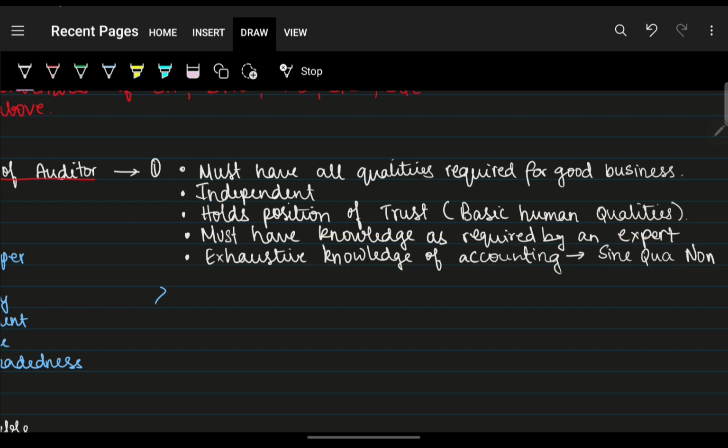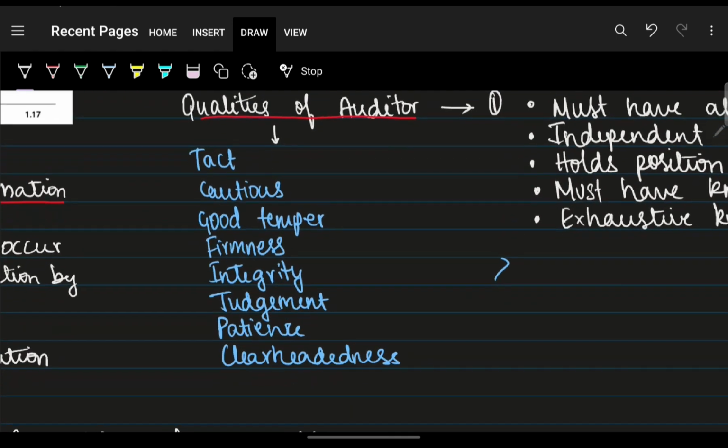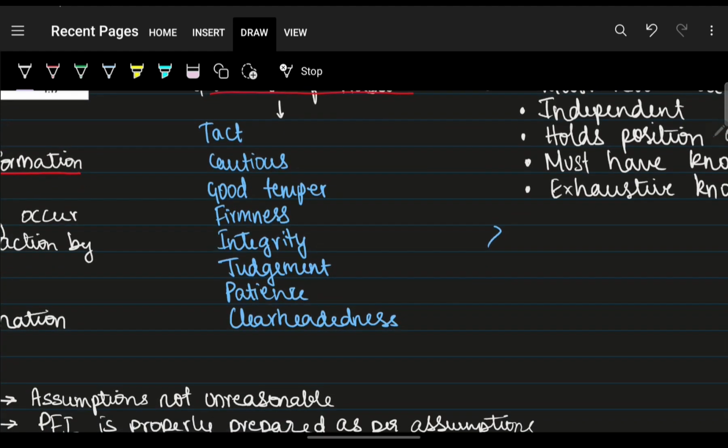Okay, so what are the things that he must have? He must have all the qualities required for a good business. He must be independent. He must hold a position of trust, right? He must have knowledge as required by an expert and exhaustive knowledge of accounting. Next, when it comes to the actual qualities, this is where the actual answer starts. He must be tactful, cautious, have a good temper, firmness, integrity, and judgment, as in he should be able to make judgments, and he must have patience and clear-headedness.